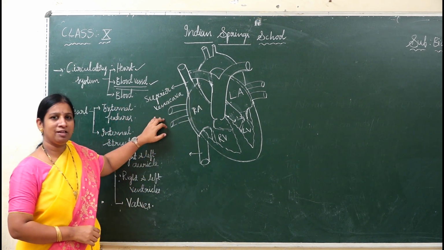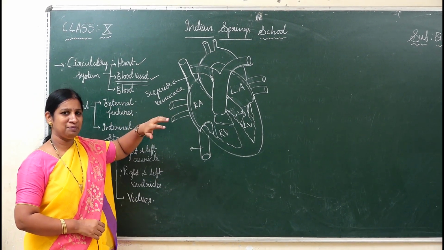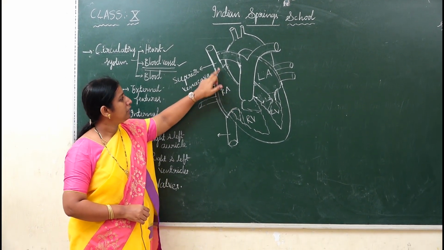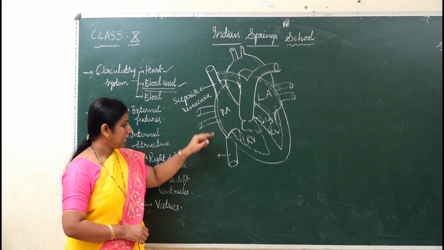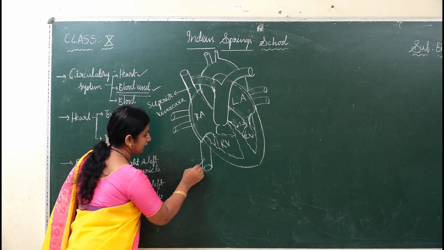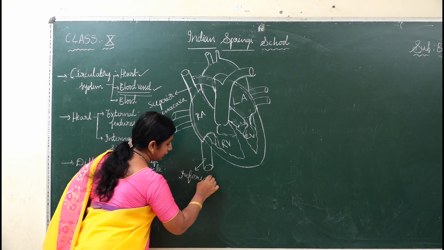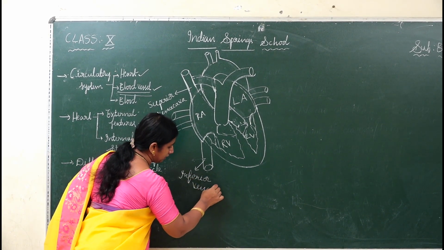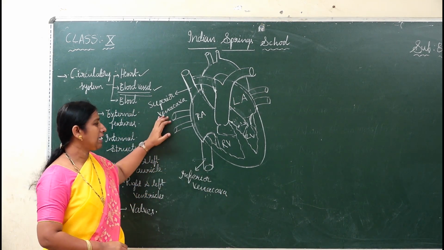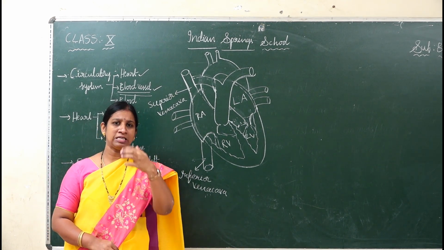Superior means the top, right, so you can remember the name somewhat easily. The superior vena cava is on the top of the right auricle, and another blood vessel, below the right auricle, is the inferior vena cava. These two are the largest veins, which collect the blood from all parts of the body.